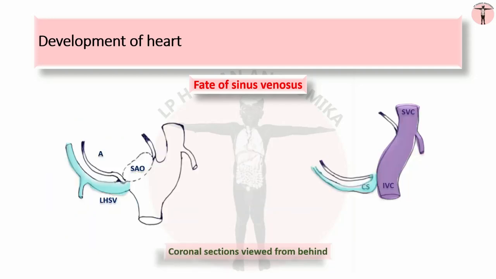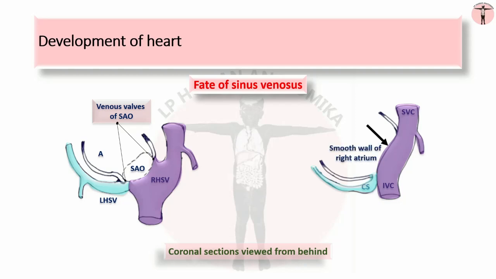As a result of left to right shunts of blood, the right sinus horn and veins enlarge greatly. Its entrance, the sinoatrial orifice, is flanked on each side by a valvular fold, the right and left venous valves. The right horn, which now forms only the communication between the original sinus venosus and the atrium, is incorporated into the right atrium to form the smooth-walled part of the right atrium.